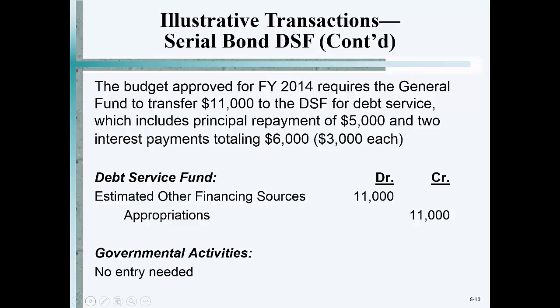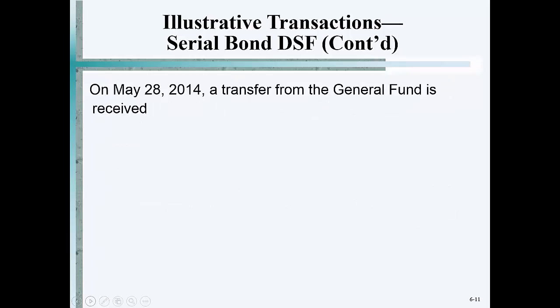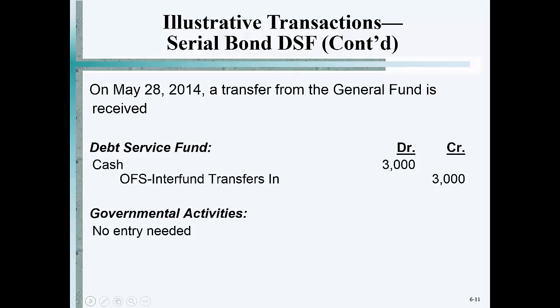We don't do budgetary entries at the government-wide level. Okay, good. Then we come over and here comes the money. They send us that first interest payment, which is due June 1st. They don't wait till the last day. They send it to us a couple days in advance. So we debit cash, we credit other financing sources, transfer in. That's coming from the general fund, isn't it?